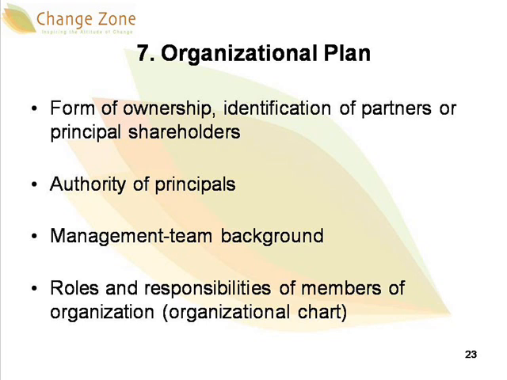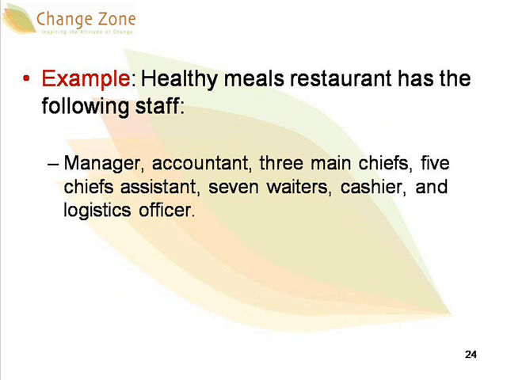Organizational plan. This part describes the organizational chart, the role and responsibility of the employees, the management team and their qualifications, the ownership form of the business, for example, partnership, corporation, and so on. It includes also principals, shares, and authority. For example, in Healthy Meals Restaurant, we have a manager, accountant, 3 main chefs, 5 chef assistants, 7 waiters, a cashier, and a logistics responsible. The co-founder of the business is the manager. He has 10 years experience running restaurants and has a degree in leadership.